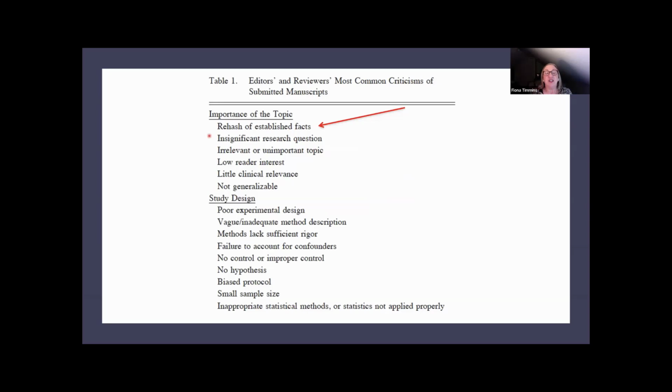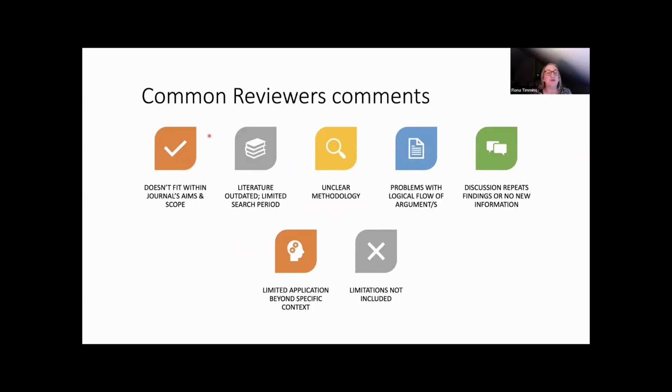Again, a rehash of established facts, try and be a little bit different. So the common reviewers' comments then, interestingly enough, is that the paper does not fit the journal's aim and scope. The literature is outdated, the methodology is unclear, there's problems with logical flow of arguments. Some of this is to do with style, to do with paraphrasing that I previously mentioned. The discussion repeats findings or has no new information, limited application beyond specific context, and the limitations are not included.